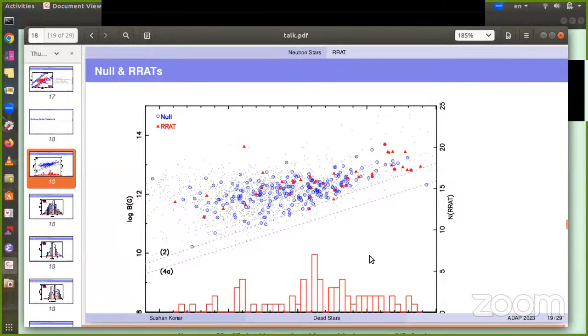So overall, the RRATs seem to be on the longer spin period side. However, the number of RRATs which have magnetic field measurement is small. So we cannot do proper population comparison.